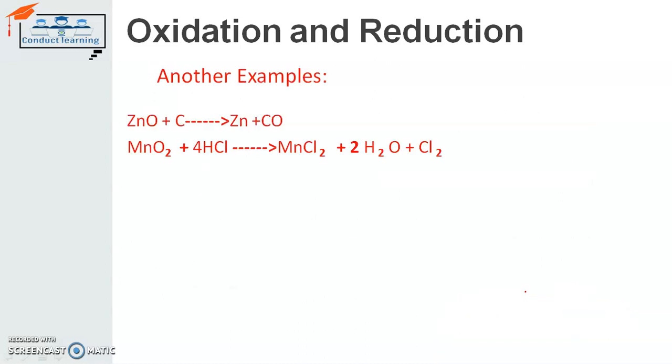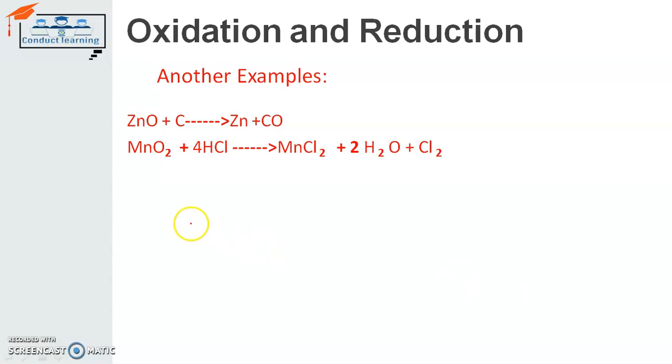After that, some other examples are also given there. This is an example for zinc oxide and carbon. When we react zinc oxide with carbon, it gives us zinc plus CO. CO is nothing but carbon monoxide.